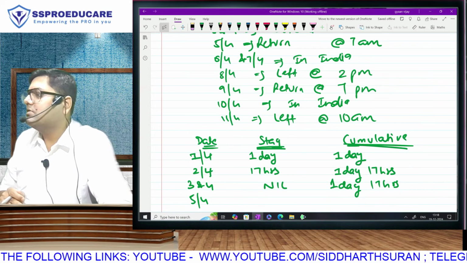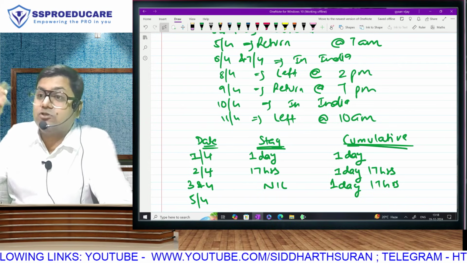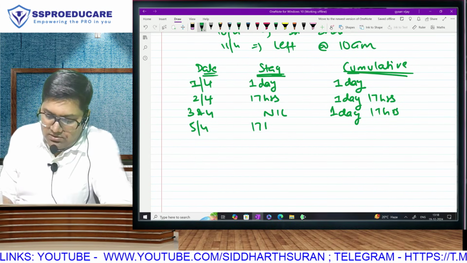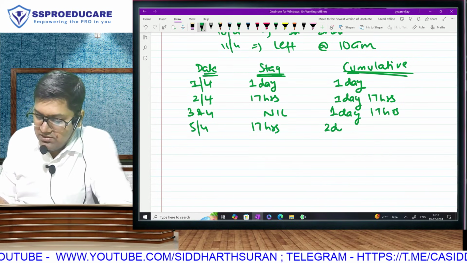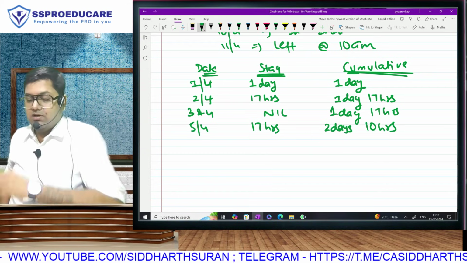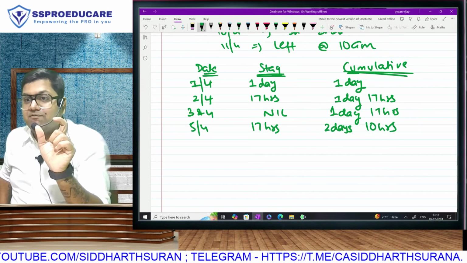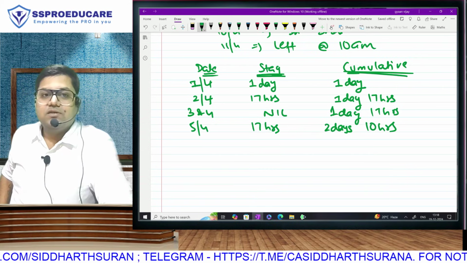So he was in India for 17 hours, because 7 outside, and after coming back from 7 to 12, 17 hours. Now ladies and gentlemen, this means this is 2 days and 10 hours. Sir, how? 17 plus 17 makes it 34. So 24 will become one more day. One day will become 2 days, and we still have balance of 10 hours left.